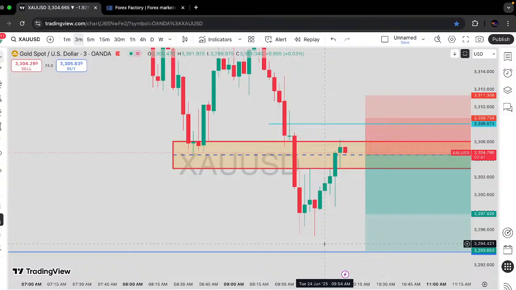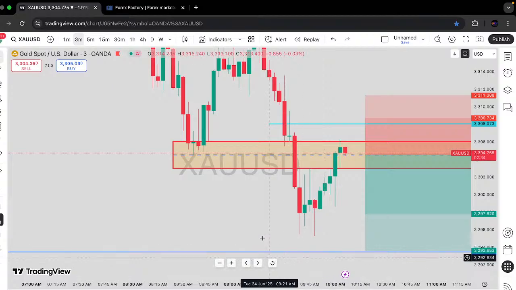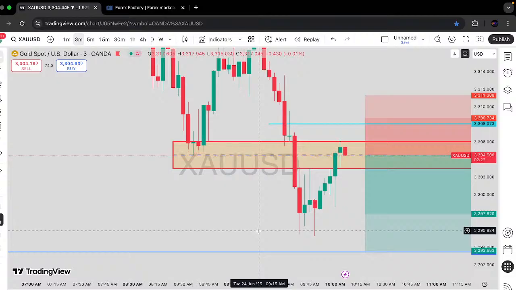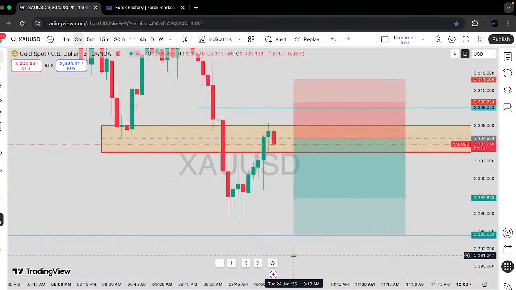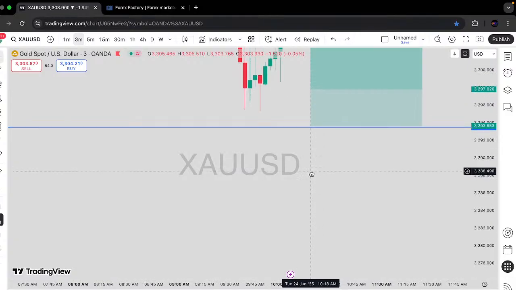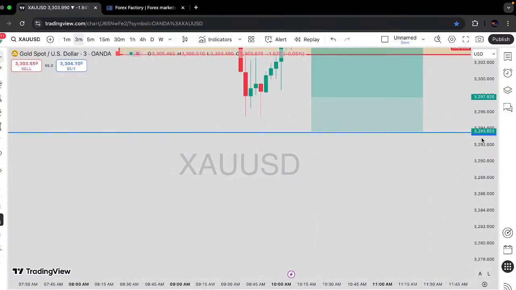So this is the place where it should be dropping like a rocket, and probably it should be dropping more. The ultimate target is down. So let's see.